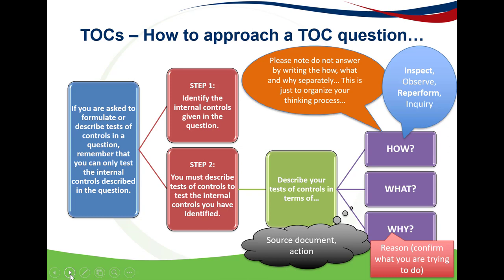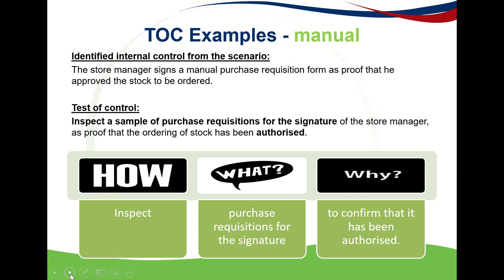The what of a test of control is typically the source document or the action. And then lastly, the why is the reason why you are doing the test of control. You're just explaining to me what you are trying to do. So let's look at a few practical examples.